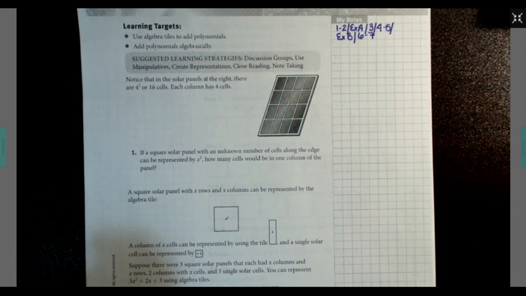Notice that in the solar panels at the right, there are 4 squared or 16 cells. Each column has 4 cells. If a square solar panel with an unknown number of cells along the edge can be represented by x squared, how many cells would be in one column of the panel?